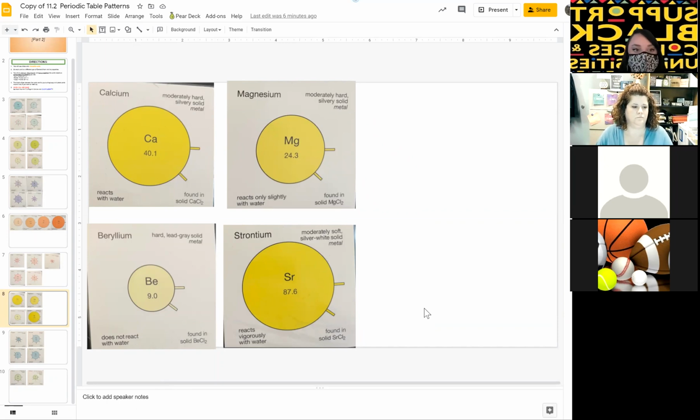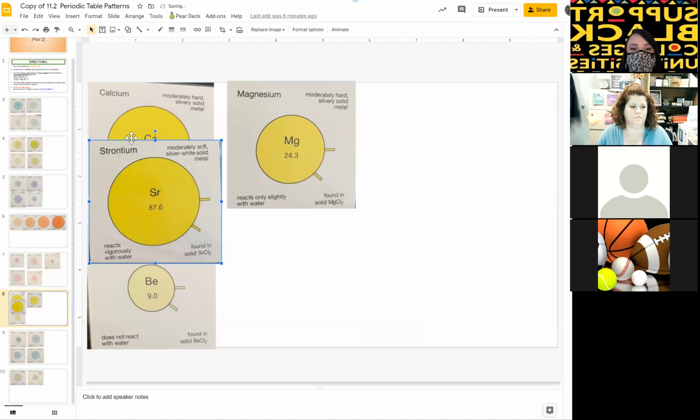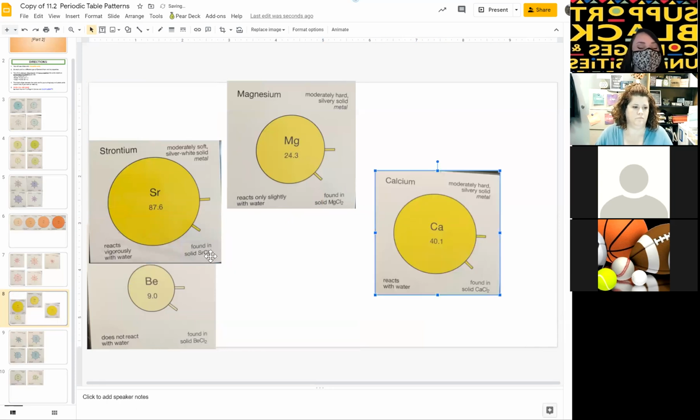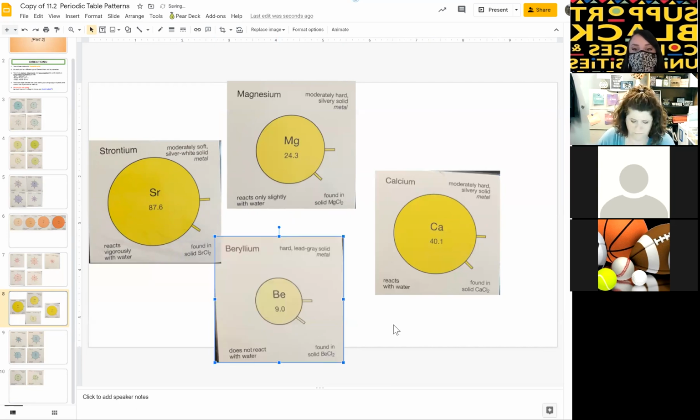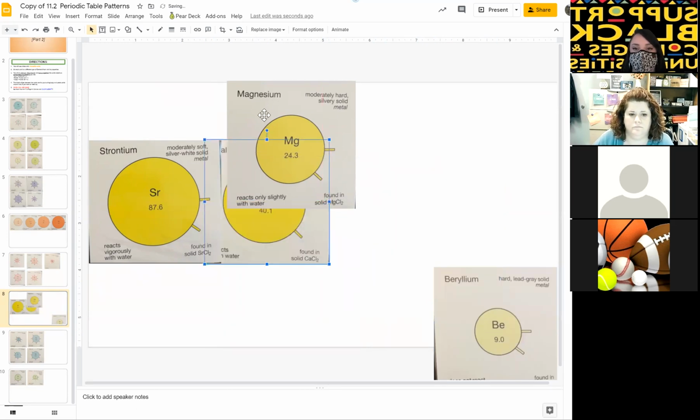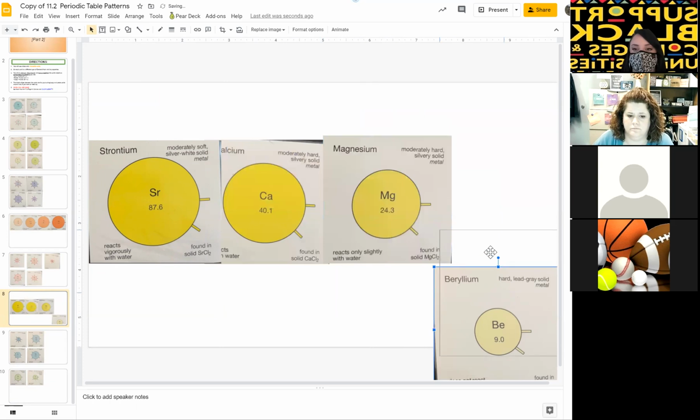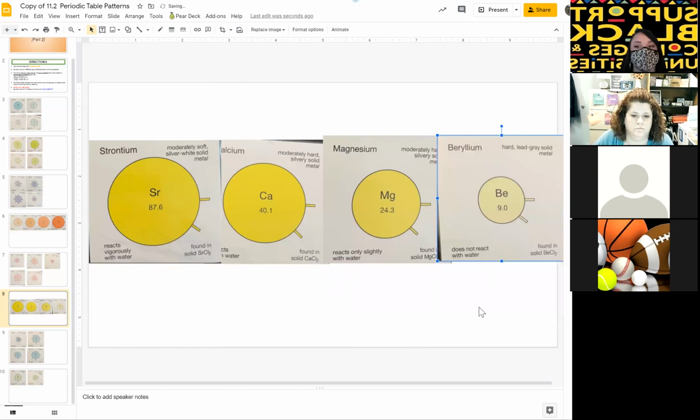Water. Okay, great. So if I were to line these up, what would I put on the far left side? Strontium. Strontium, but you're close. Right, what would I put next? Calcium. Okay, then magnesium, and then beryllium. So it's called that, yeah.